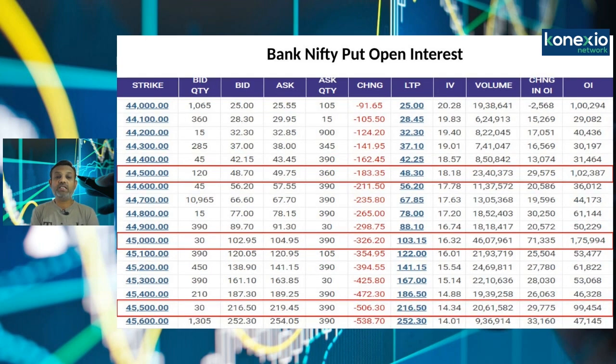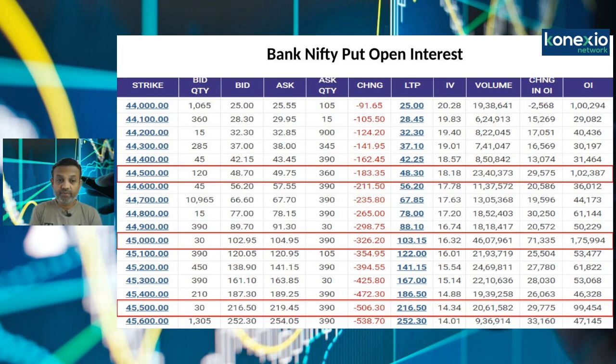Now, friends, let us discuss the Bank Nifty put data. The most significant part is the significant and severe drop in the option premium. There has been a rise in the open interest. There is no shedding at all. The implied volatility is between 14.34 and 18.18.